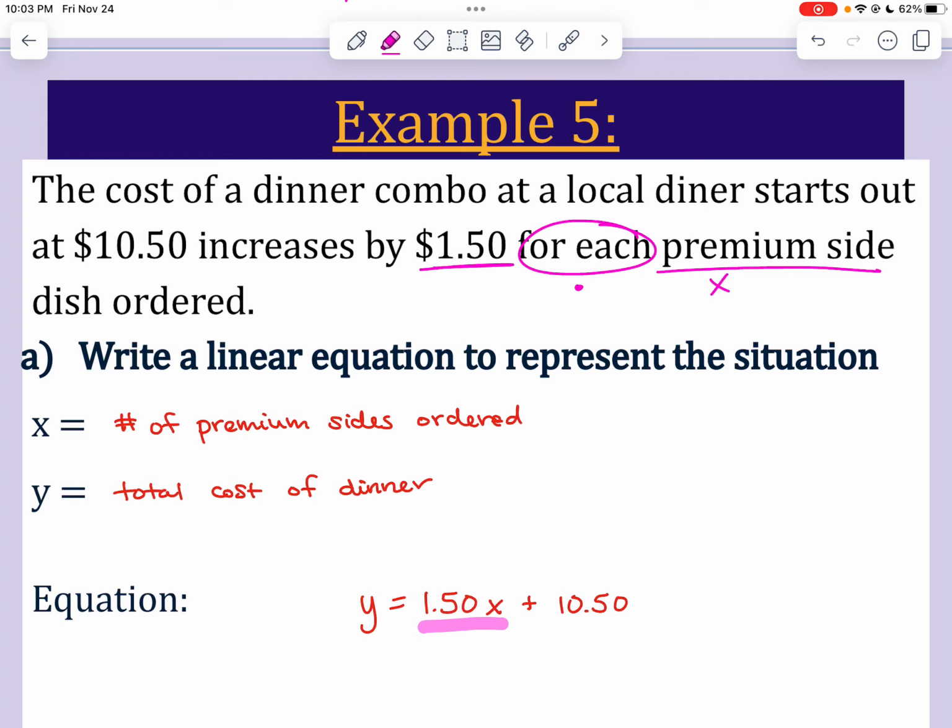plus the starting cost of the dinner. So even if you get no premium sides, the dinner combo is going to cost you $10.50. For every additional side, you're adding another $1.50, $1.50, $1.50. Because we don't know how many, that's why we've used this variable x, because we're going to multiply $1.50 times the number of additional sides that we got.